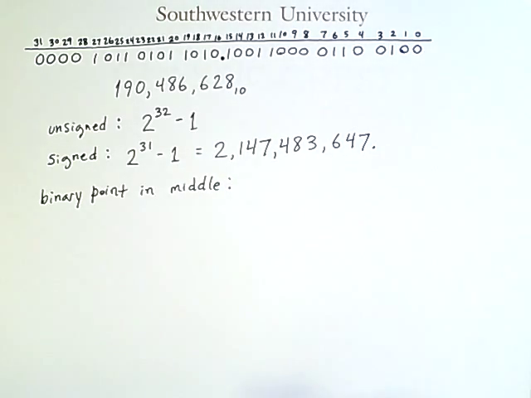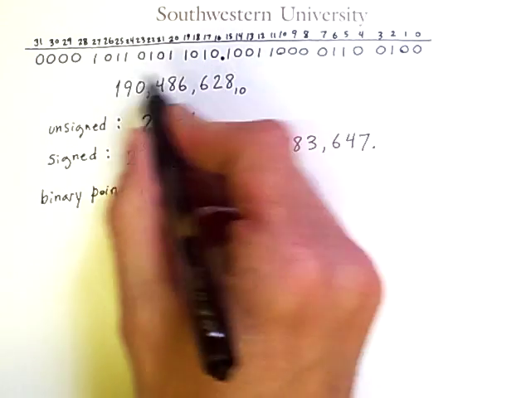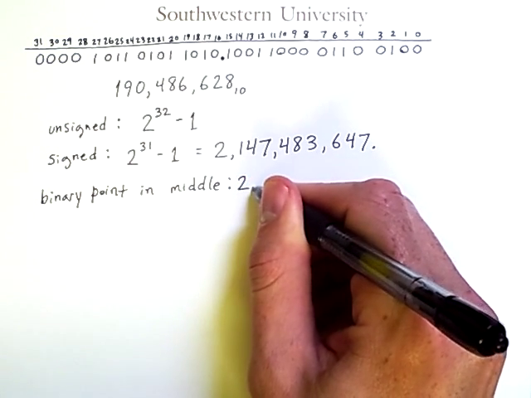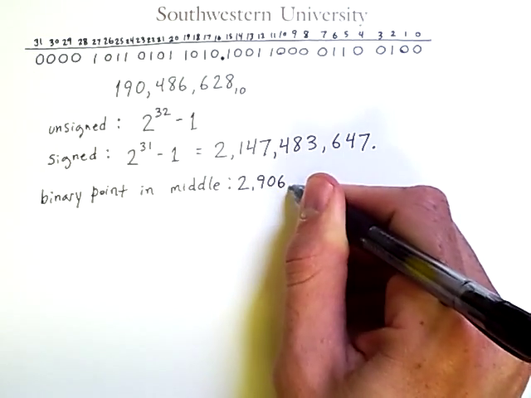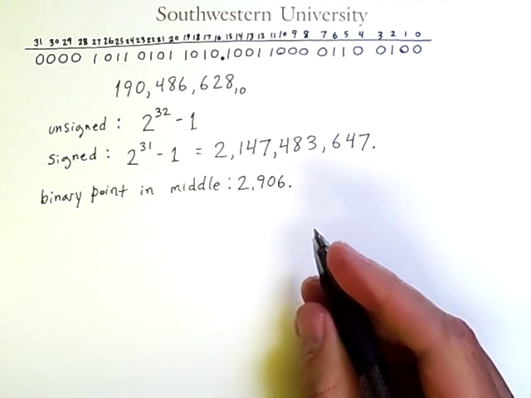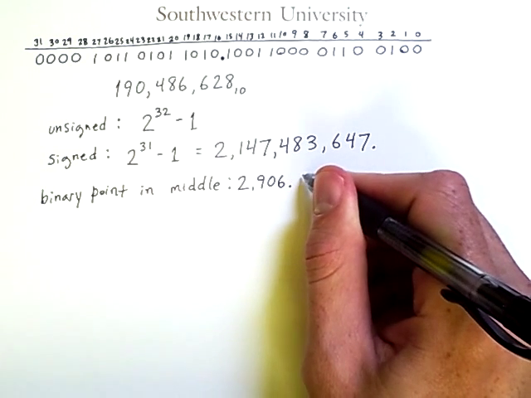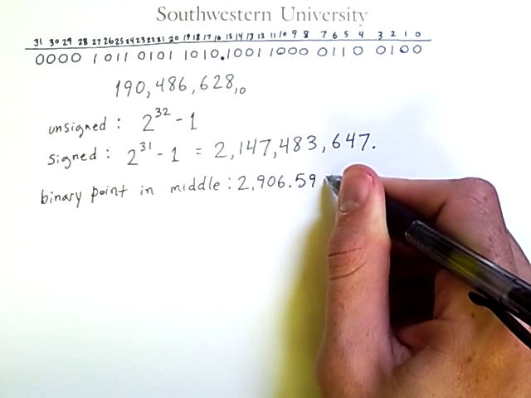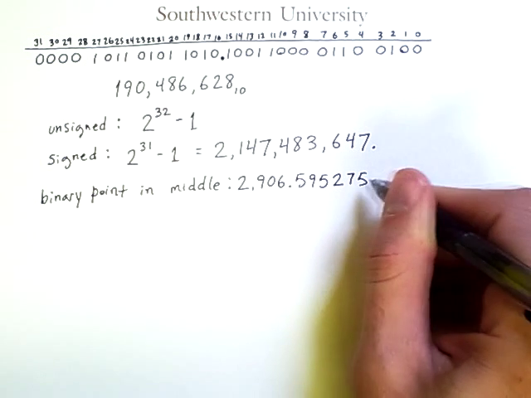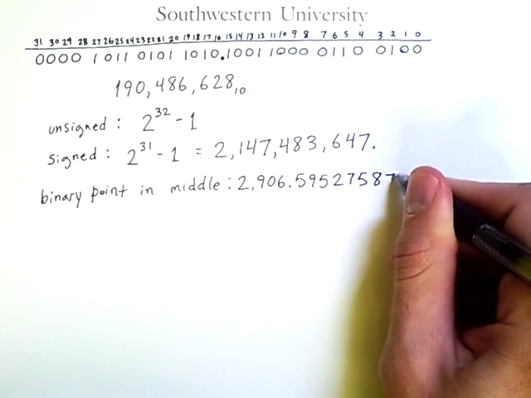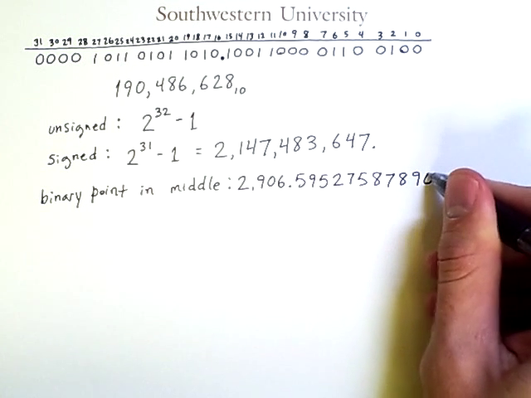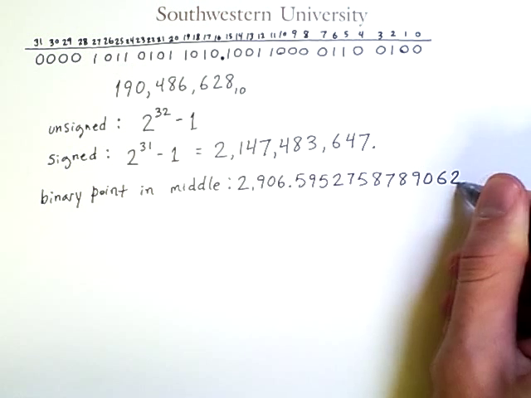and once again, this is something you can try on your own first. This number would equal 2906 before the decimal, or the binary point. And then after, we would have this long sequence, 595, 2, 7, 5, 8, 7, 8, 9, 0, 6, 2, 5.